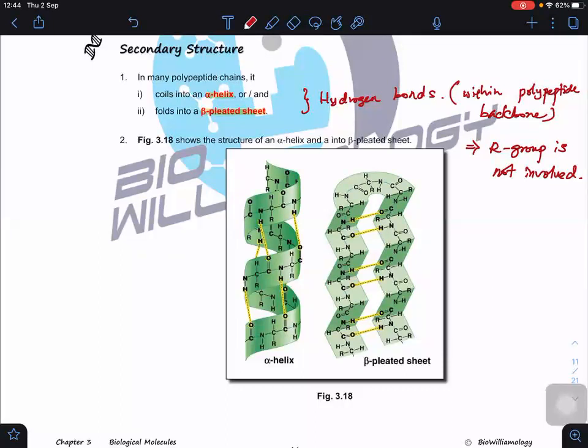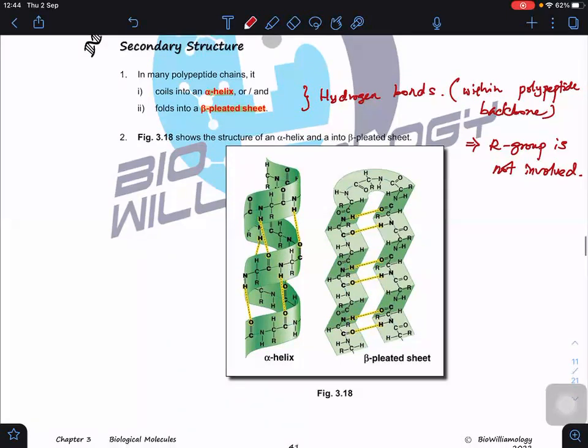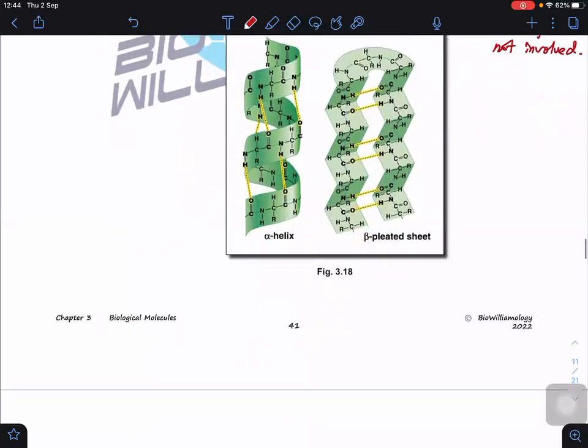So therefore we're going to study how the polypeptide coils into the alpha helix or beta pleated sheet, and how these hydrogen bonds can be formed. If you look at the formation of peptide bonds, you have this central carbon C, N, and continuing C, N, and then you have the C.